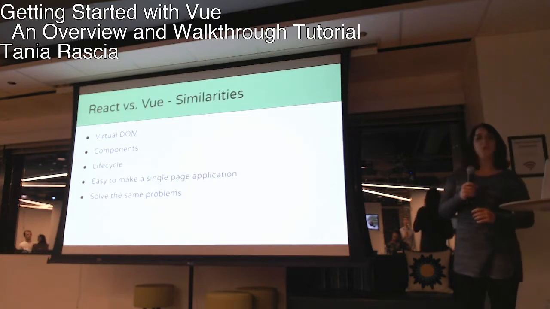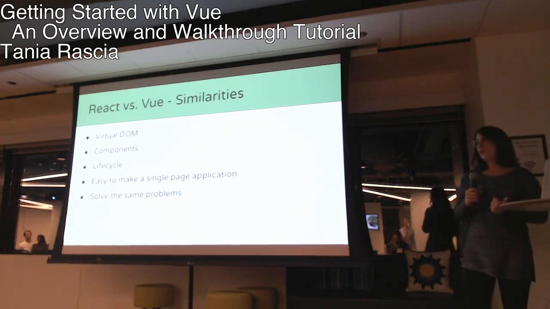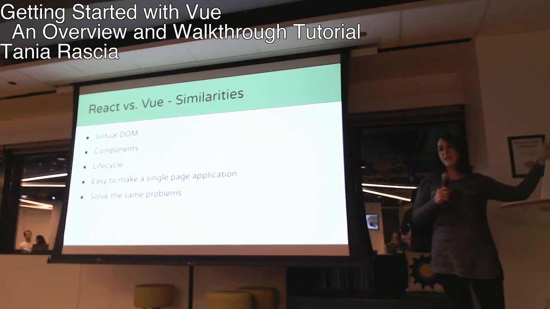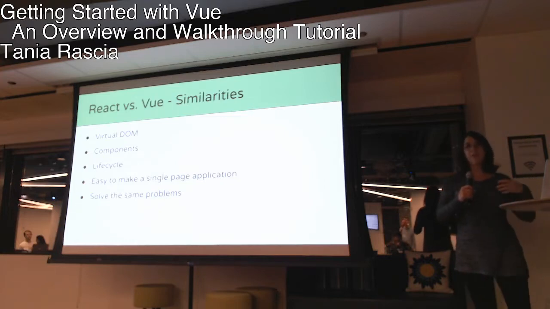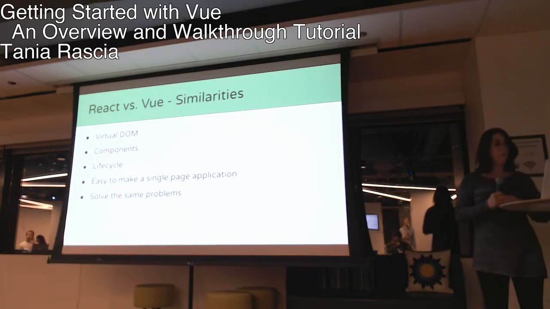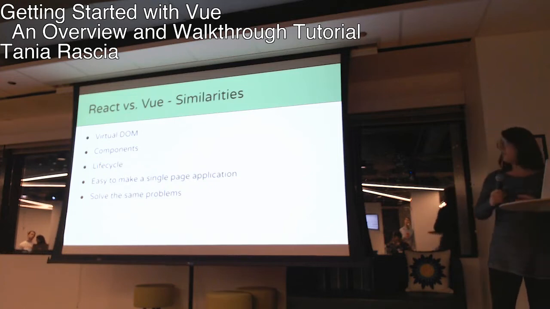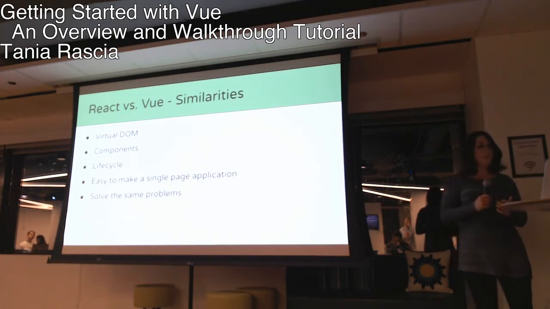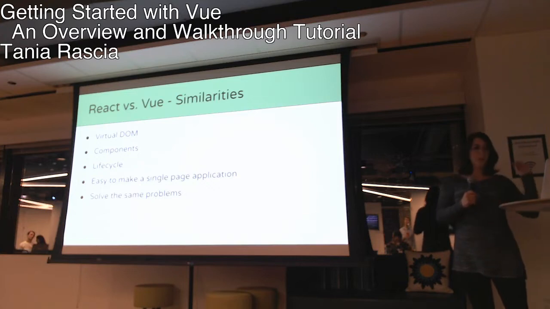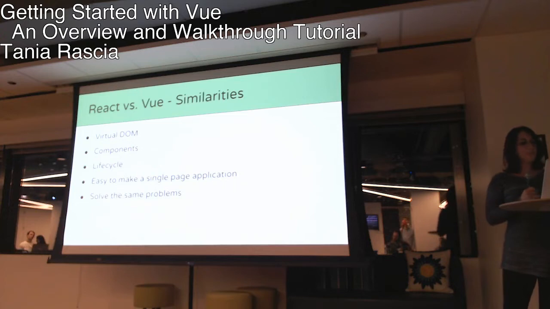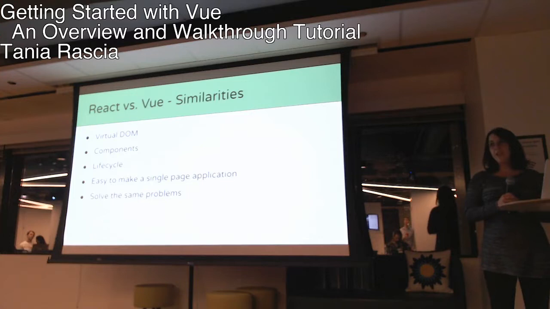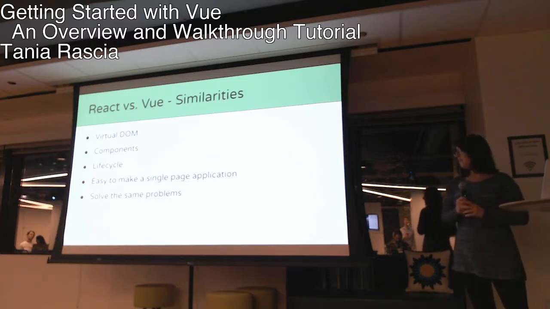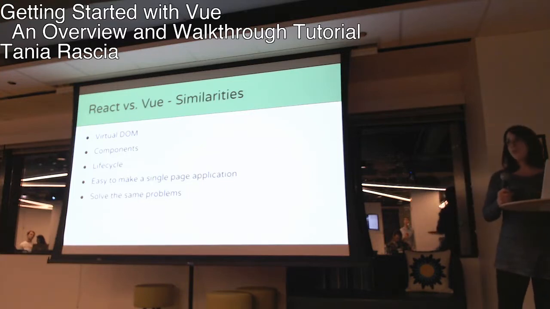Similarities and differences between React and Vue. They both use a virtual DOM, which is kind of a side DOM that checks changes to the state and allows for very easy and quick updates to what you actually see on the screen. They both have the concept of reusable components. They both have a life cycle, which is before a component mounts, after it mounts, and if it's unmounting. They solve the same problems. If you want to build a front-end app, especially a single-page application, they're both going to do it for you in just slightly different ways.